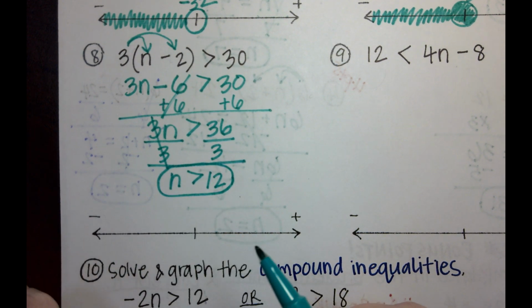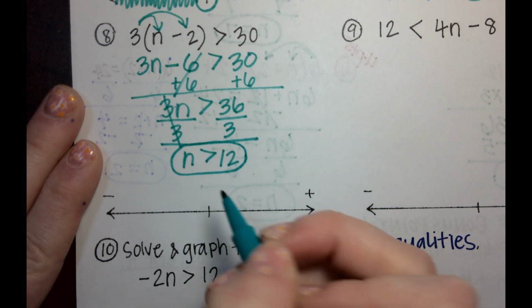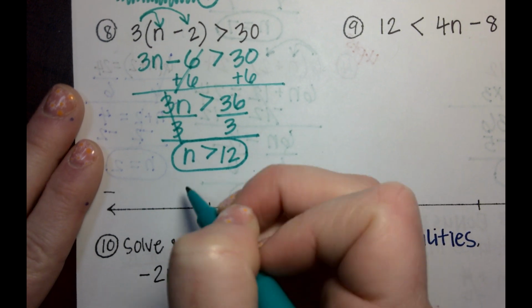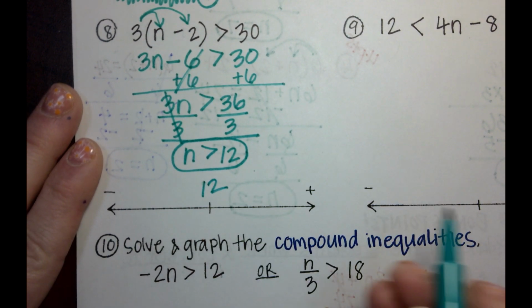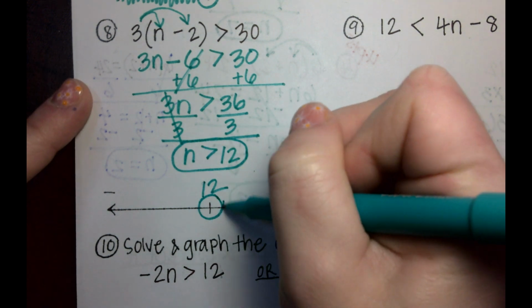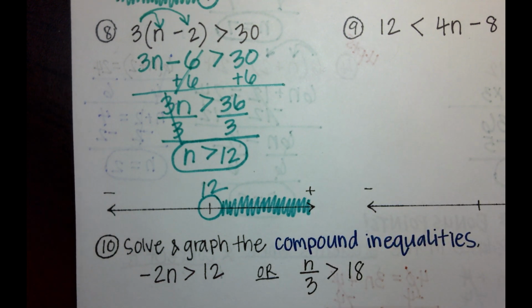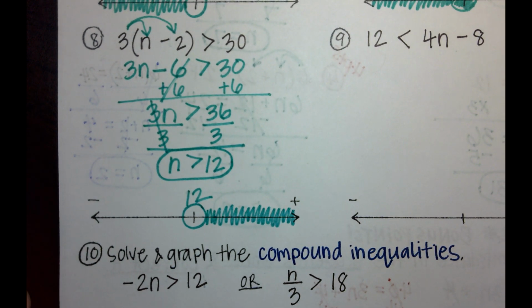So we have n is greater than 12. What's our graph look like? 12 on the tick mark. Open circle. And to the right. To the right. Perfect. Okay, any questions on number 8, or does anyone want to see the other way to solve it?